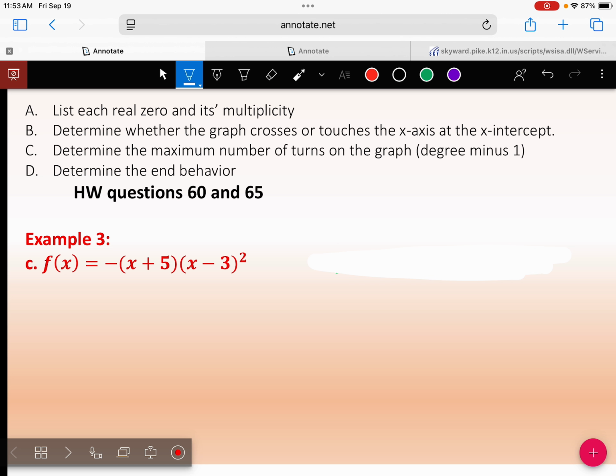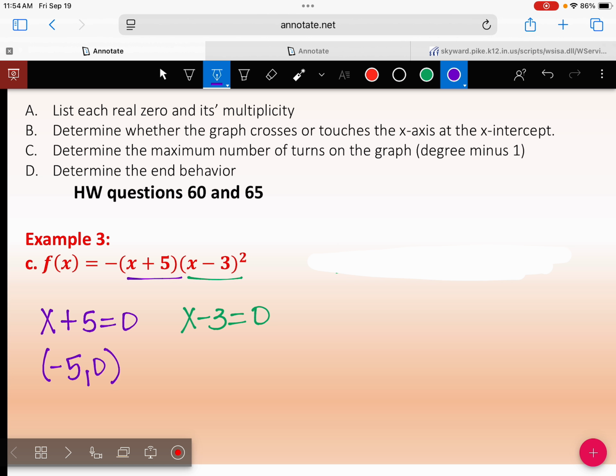All right, so part A says find your zeros and the multiplicity. So we have two factors. So we have x plus 5. And I have x minus 3. Let's go ahead and solve both of those. For the first one, I would subtract the 5, which gives me negative 5. For the second one, I would add 3, which gives me a positive 3. So this factor has an exponent of 1. It's invisible, which means your multiplicity is 1 for negative 5. My second factor has a multiplicity of 2.